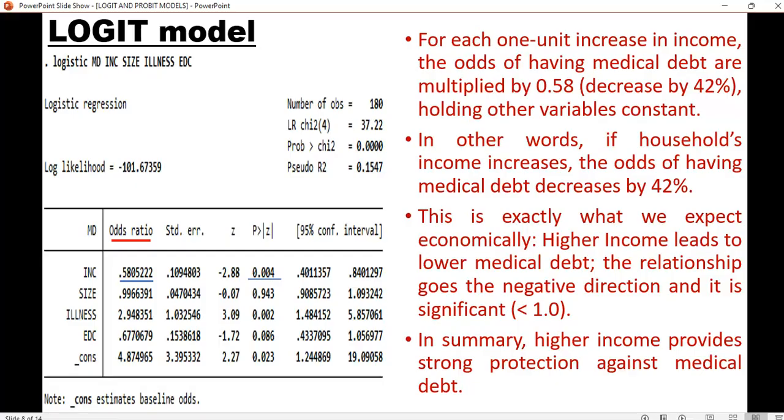You can see 0.58 is less than 1, so it goes in the negative direction. It is significant at the 5% level. So in summary, higher income provides strong protection against medical debt. Now, the size variable is not significant, and so we will not interpret that. We go to the next one, which is significant.